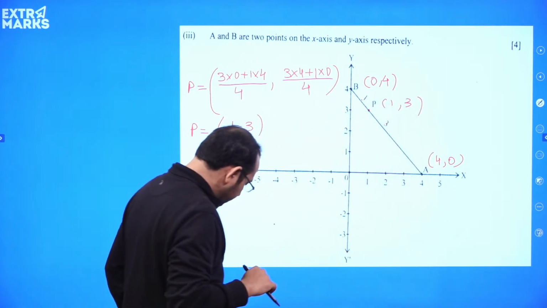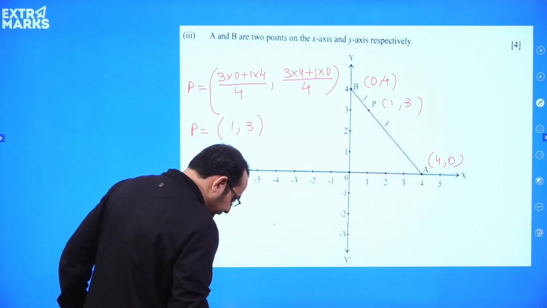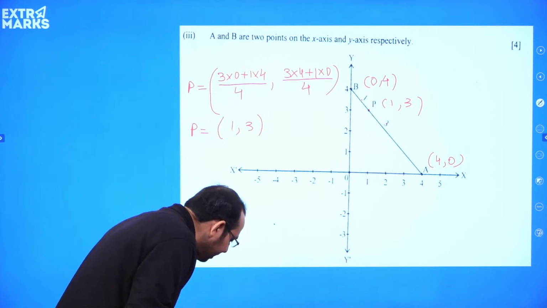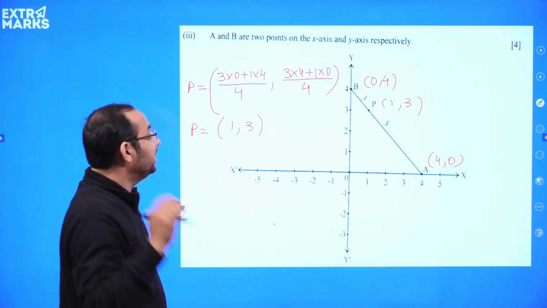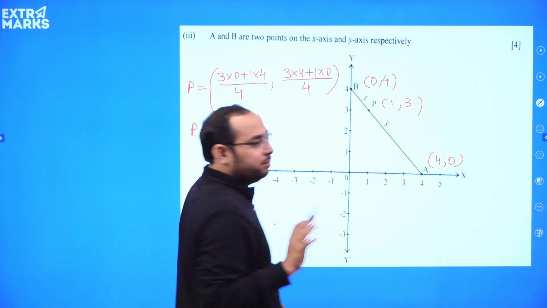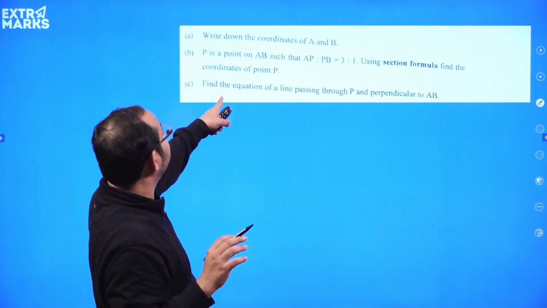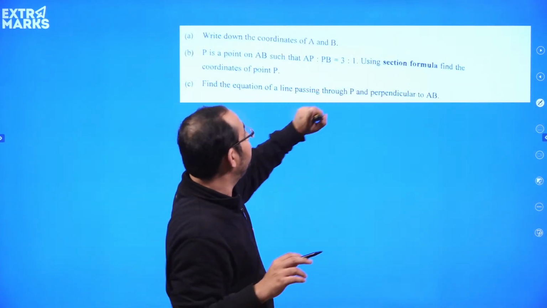Okay. How many of you tried this question? Very good, very good. Avinash got it right. Manasvi? Acha, Manasvi ne equation bhi bata diya. Bahut badhiya. Now, point P has come to us. The next question asked, the 3:1 part we have covered.